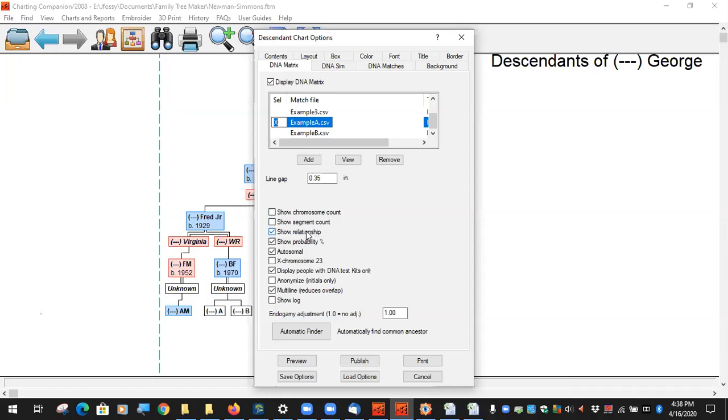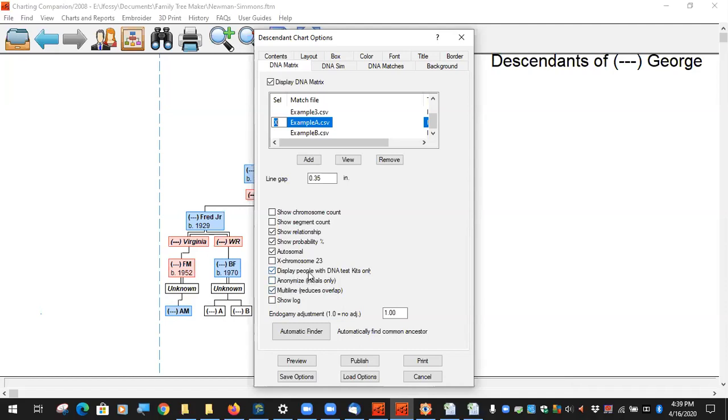The show relationship option is good, so it'll tell you how exactly you're related. The show probability, you should definitely do that for the first start, especially if you're going to be using the simulator. Afterwards, you don't have to if you don't want to. If you want to show the X chromosome, you can. And then typically you just tell it to display the data with just people with the DNA kit.